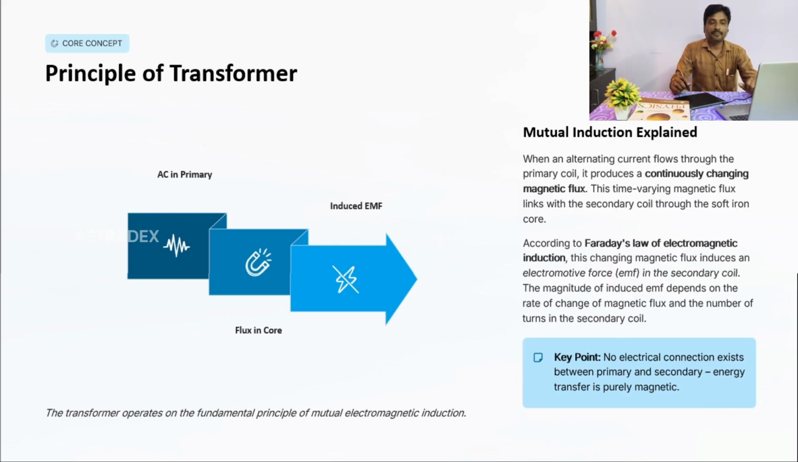Principle of the transformer. Actually, the basic principle of the transformer is mutual induction, that is mutual electromagnetic induction. What is meant by mutual induction? When the alternating current flows through the primary coil, it produces continuously varying magnetic flux, that is time varying magnetic flux.